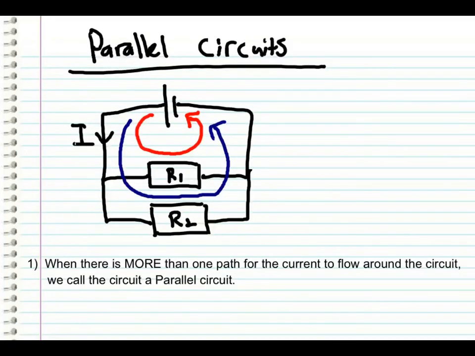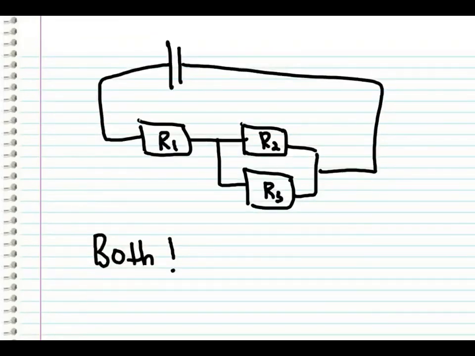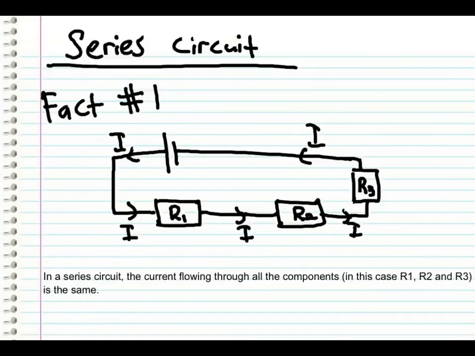Over here, the current can flow around a closed loop either by the red path or the blue path. We call such a circuit a parallel circuit. Now, what do you think this is? Is this a series circuit or a parallel circuit? Well, it is both a series and parallel circuit. Now, let's take a look back at series circuits.